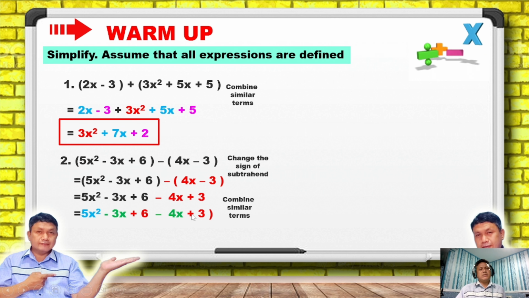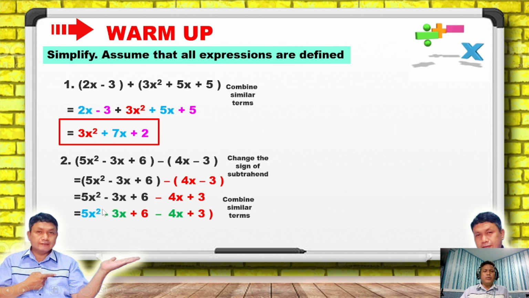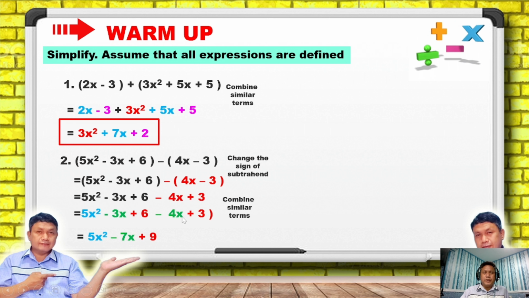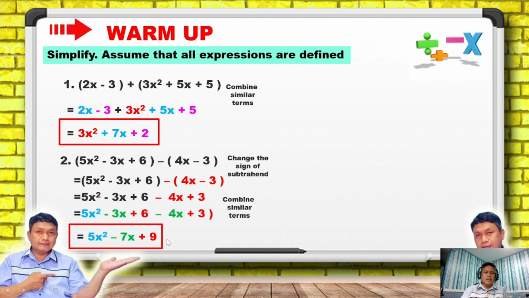So, therefore, what is the final answer? So, since wala pong kasama si 2, kukopyahin lang natin ang 5x squared. Then, bakit po naging 7x? Kasi negative 3x plus negative 4x. So, di ba kapag mag-a-add tayo ng dalawang like terms, copy the sign, then add the number. And, of course, positive 6 plus 3, so the answer is 9. And this is the final answer for number 2.